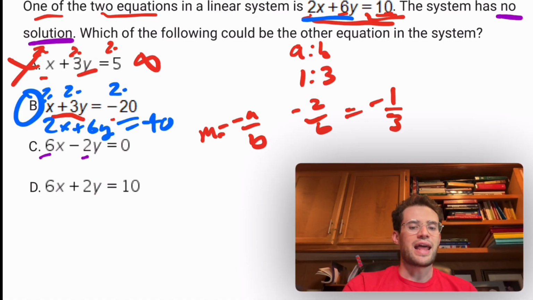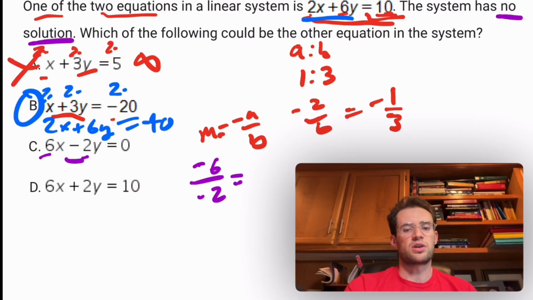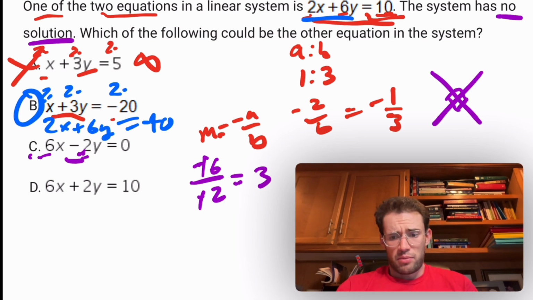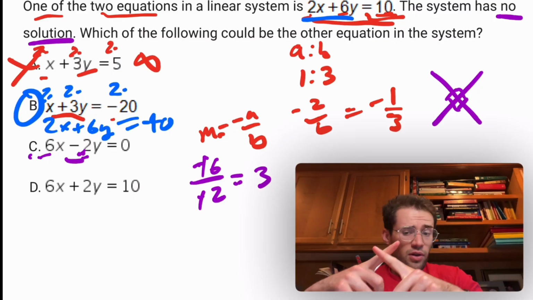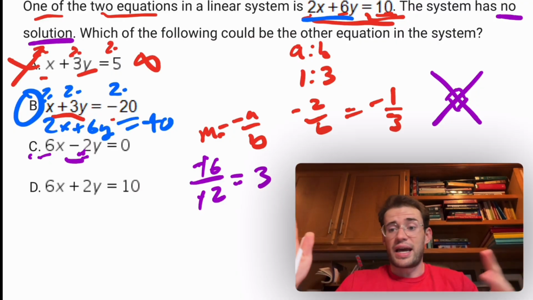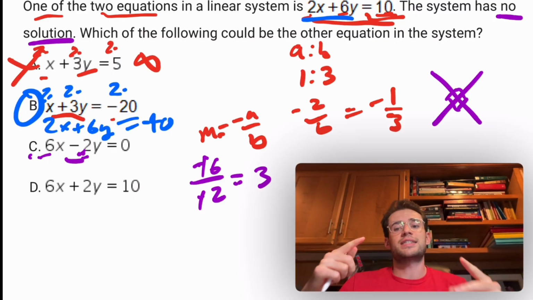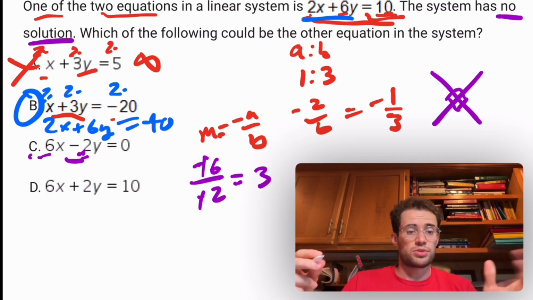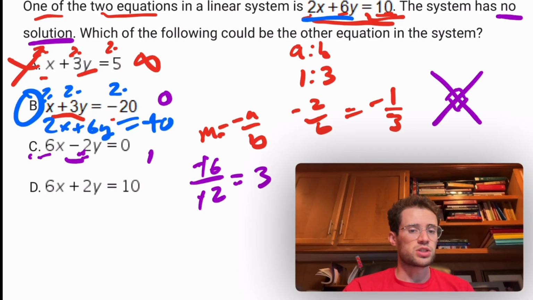If the two lines are parallel, they would have the same slope. This one, negative a is negative 6 over b is negative 2. So it's negative 6 over negative 2. The negatives cancel. 6 over 2 is 3. So these are actually perpendicular slopes. This line would be perpendicular to it. But it doesn't matter if two lines are crossing at a 90-degree angle or at a 1 or 179-degree angle. If they intersect at any point, then there's one solution. So this is one solution. We want the one with 0 solutions, which was B.